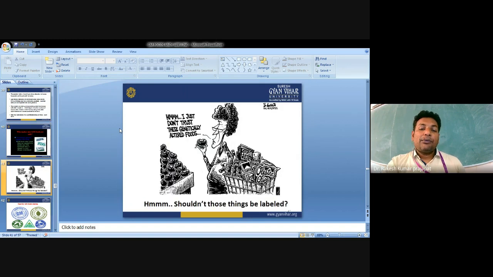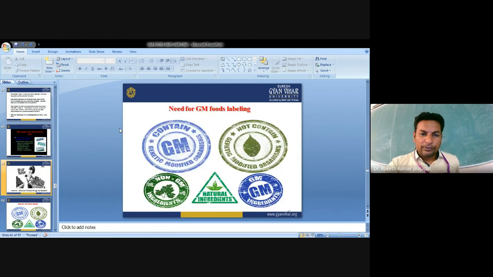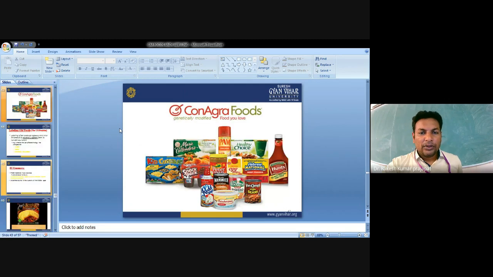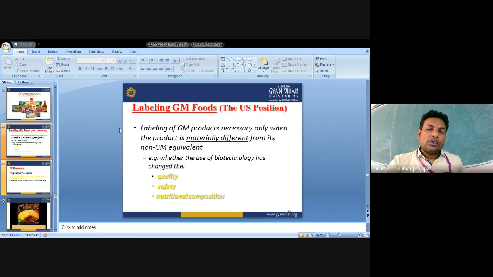So why do we think that before eating, if it is transgenic, it should be labeled? GM food should be labeled. If we are unsure about its safety issues, we must label it as a GM food. So we must ask questions about GM food labeling. Labeling of GM food.